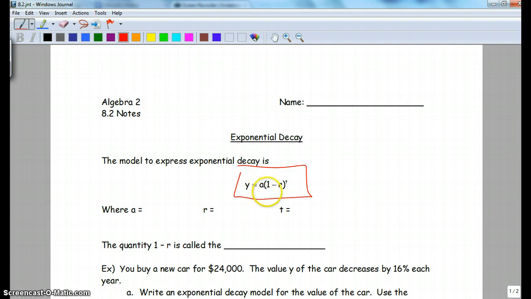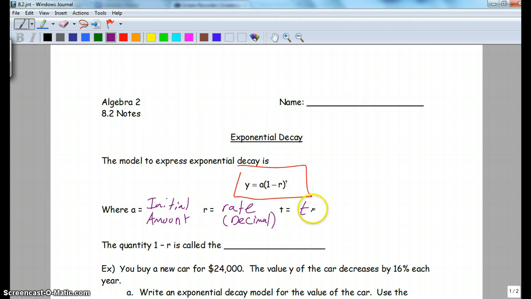Y equals A times quantity 1 minus R raised to the t power, where A is the initial amount, just like with the growth. R, of course, is the rate. Now, the thing about the rate, remember, make sure to make it a decimal.